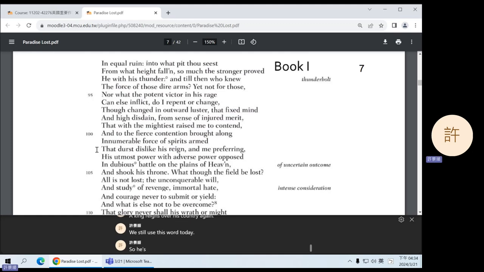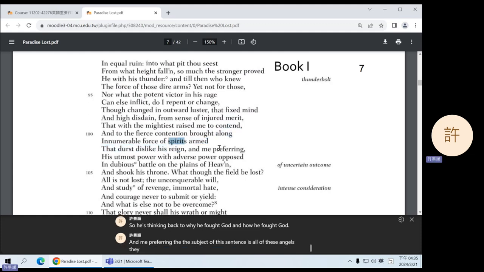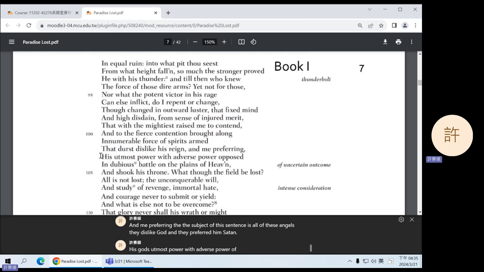So he's thinking back to why he fought God and how he fought God. And me preferring, the subject of this sentence is all of these angels. They dislike God and they preferred him, Satan. His, God's, utmost power with adverse power opposed. So bringing this army, I opposed God's highest power with an opposite power. Power here means army. In dubious battle on the plains of heaven.